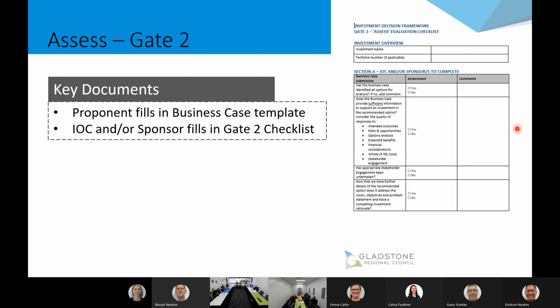So assess. We've got our problem statement, we've got our approval on our problem statement, and we've moved into assess. The proponent is then filling out the business case template, so we're now completing the rest of the attributes or fields that exist in a business case. Once they've done that, it gets presented again to, very similarly, the IOC and sponsor, as required. They've then got a gate 2 checklist that they're filling out, and the approval or decision gets recorded on that form.